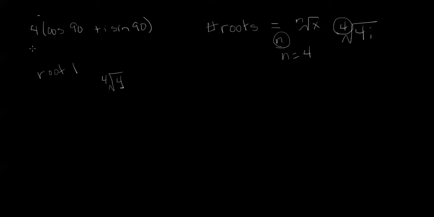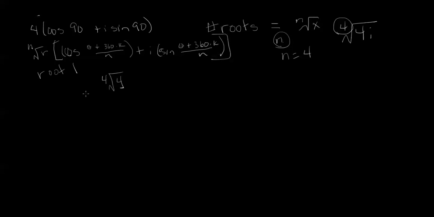Nth root of r times cosine of theta plus 360 times k over n, plus i sine of theta plus 360 times k over n. There's DeMoivre's theorem for finding roots. So I'm looking at this. My n is 4. That's how many roots I have.